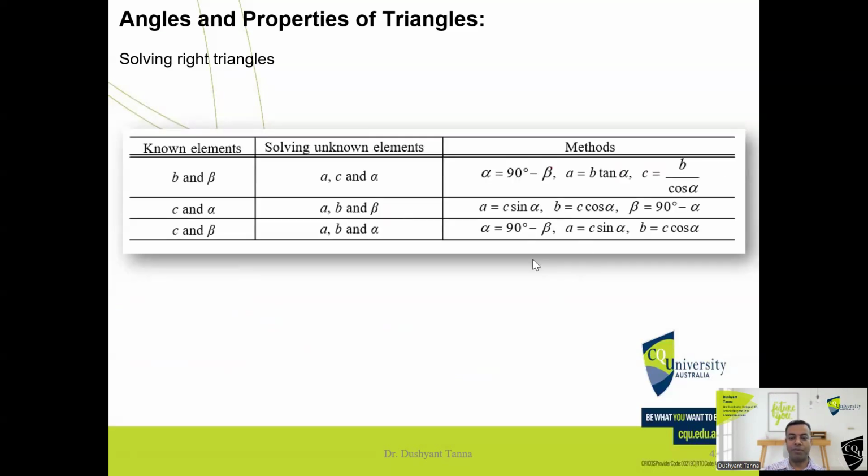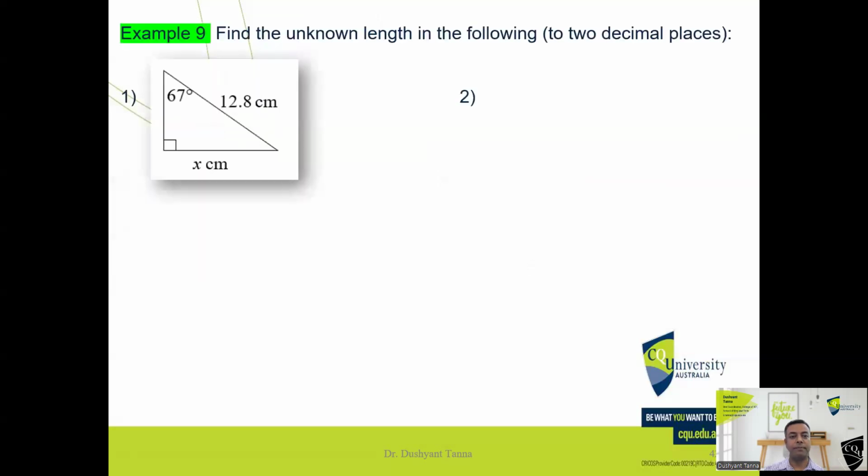Again, same information. I'm not going with that. Find the unknown length in the following. It specifies 2 decimal places.